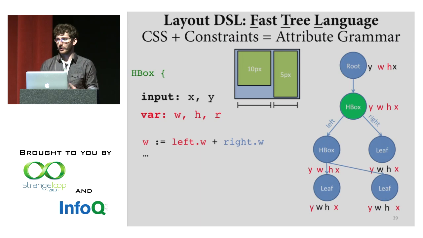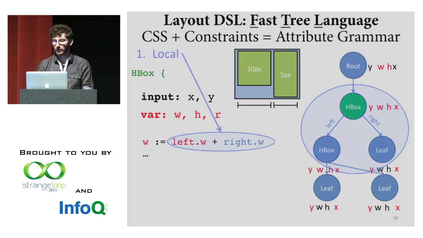And the idea is then we're just going to write constraints. So for example, for the width, normally in CSS you just say like 50 pixels or 100%. But here we can actually say the width of a box is the sum of the left width and the right width. And so we'll write all those out. And this is pretty much almost the entire language, a bit more.